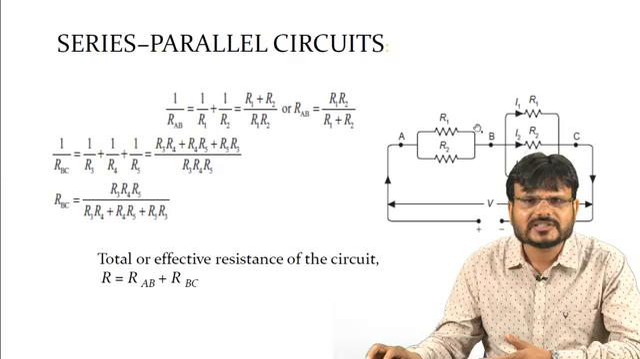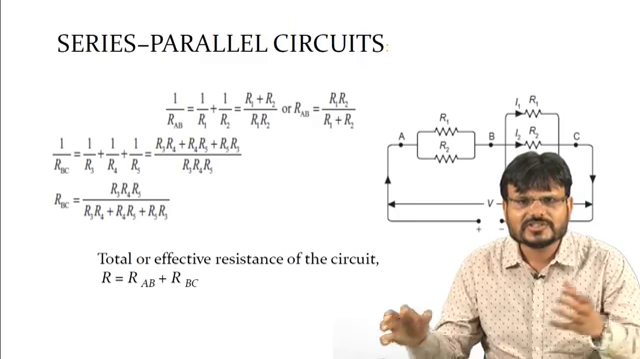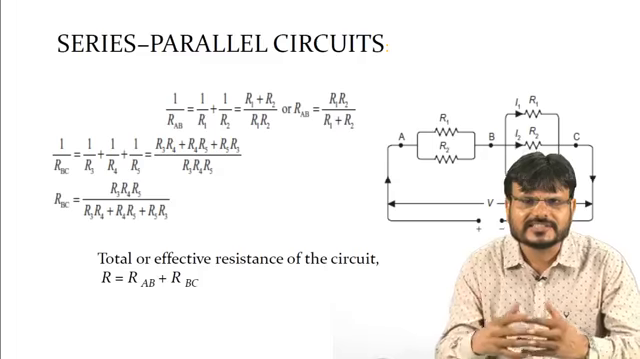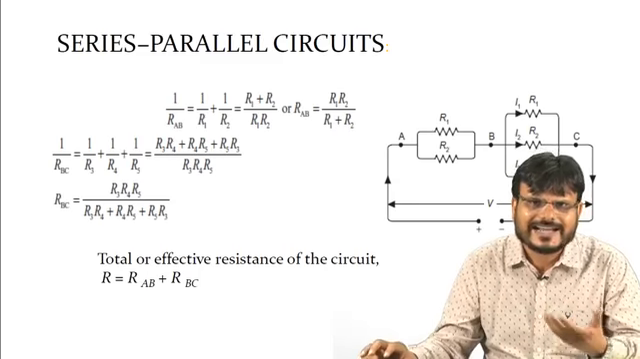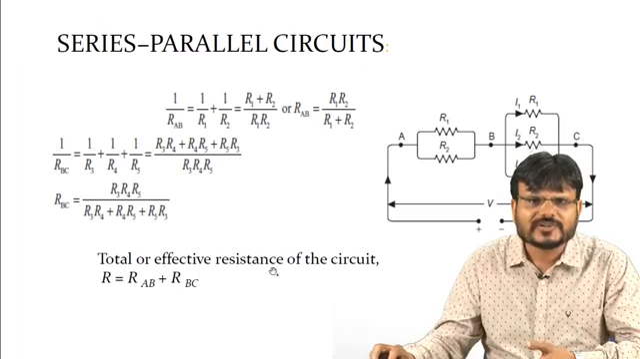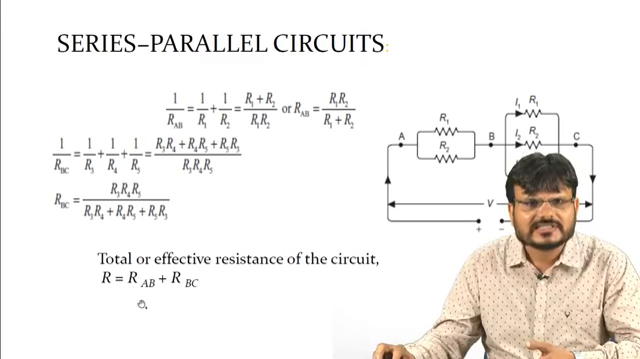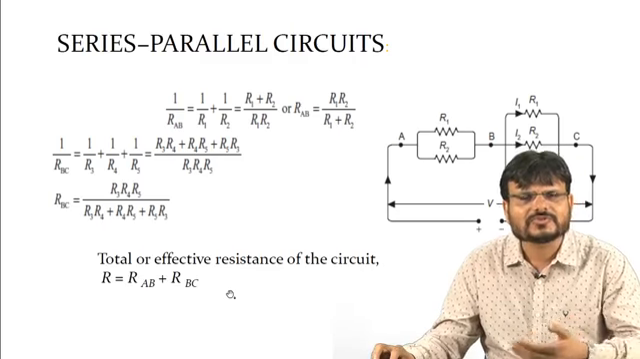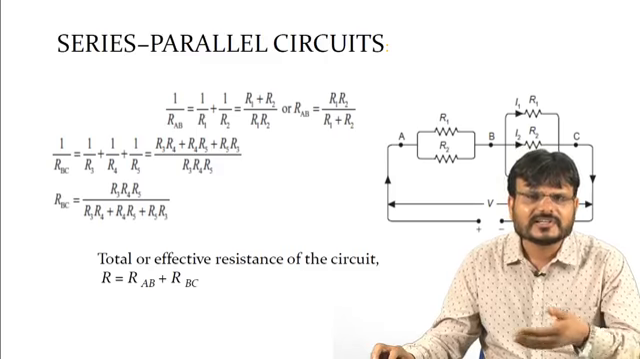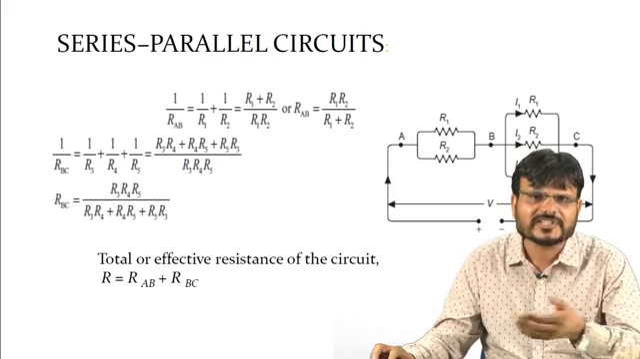Now you have calculated the equivalent resistance between terminals A and B, and you have also calculated the equivalent resistance between B and C. Now because these two equivalent resistances RAB and RBC are connected in series, you just add these two equivalent resistances. So the total or effective resistance of the circuit can be written as R equal to RAB plus RBC. So this is how you can calculate the equivalent resistance if the circuit has a combination of series and parallel circuits.